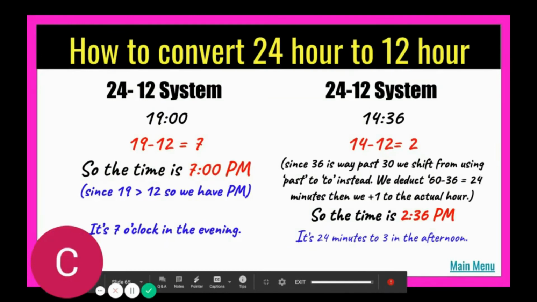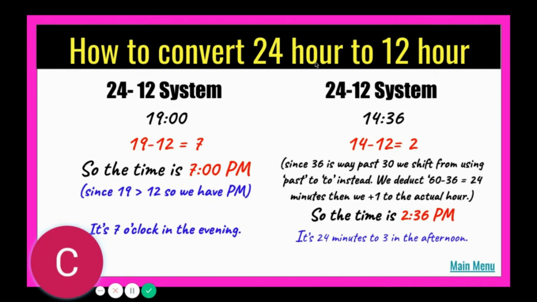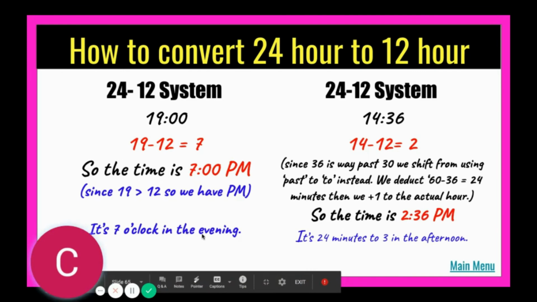All right, now this time let's try to reverse it. Instead of 12-hour to 24-hour, let's convert the 24-hour clock system to the 12-hour clock system. Our first example is 1900 hours. How do we do that? Instead of adding 12 hours this time, we are going to deduct, or minus, 12 hours. 19 minus 12 is 7. So the time is 7 p.m. Since 19 is greater than 12, we have p.m. So it's 7 o'clock in the evening.